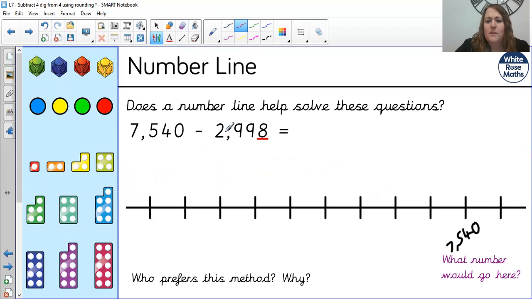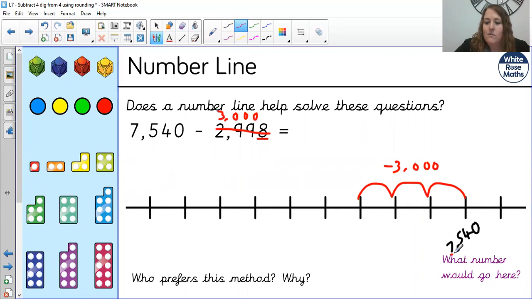But I'm looking at this number 2,998 and I'm thinking I can definitely do an easier number. So I'm going to round that to the nearest thousand. Now it's not got a 999, but it's 998, so it's still very close. So I'm going to be rounding that to 3,000. But I'm remembering that it's come from 8, and that will help me in a minute. So I'm going to be taking away 3,000, and I can do that in 3 jumps of 1,000 each. So I'm taking away 3,000.